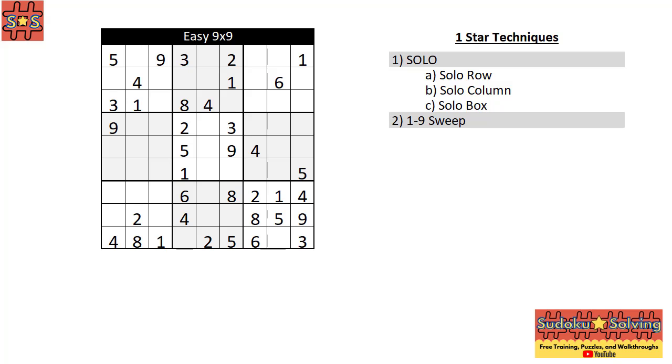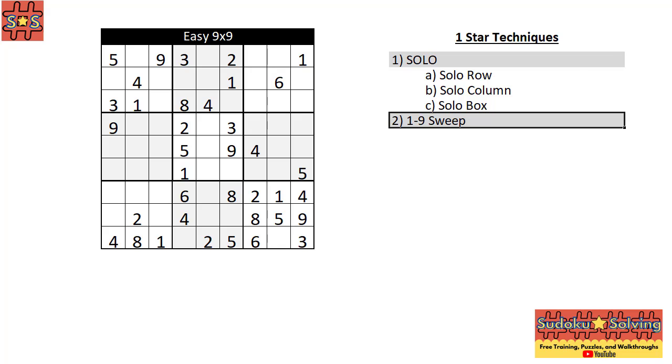Okay, let's get started. In front of us we have a standard Sudoku 9x9 grid. I filled in some sample data. The two one-star techniques I'm going to discuss are the solo technique and the 1 through 9 sweep technique. I'm going to start with the solo technique first, but I'm going to reference my video on the Sudoku basic rules. If you haven't seen that video, click the link above.